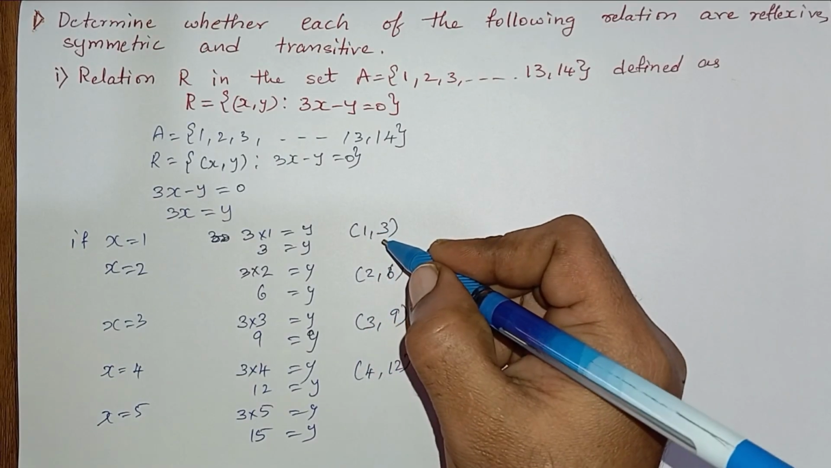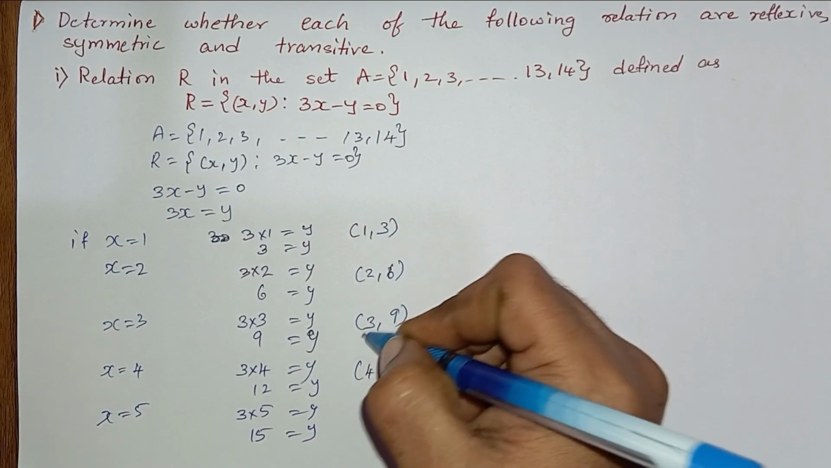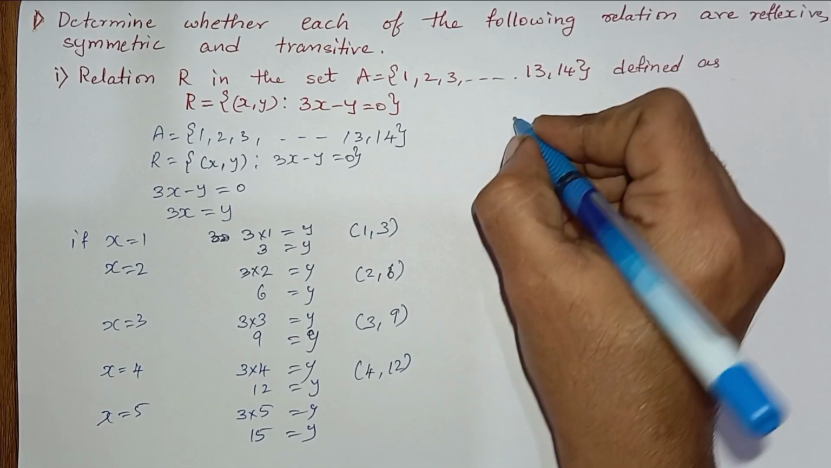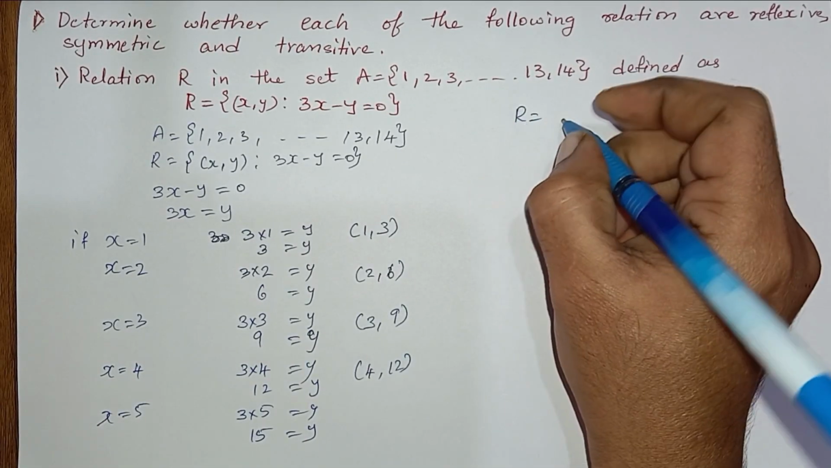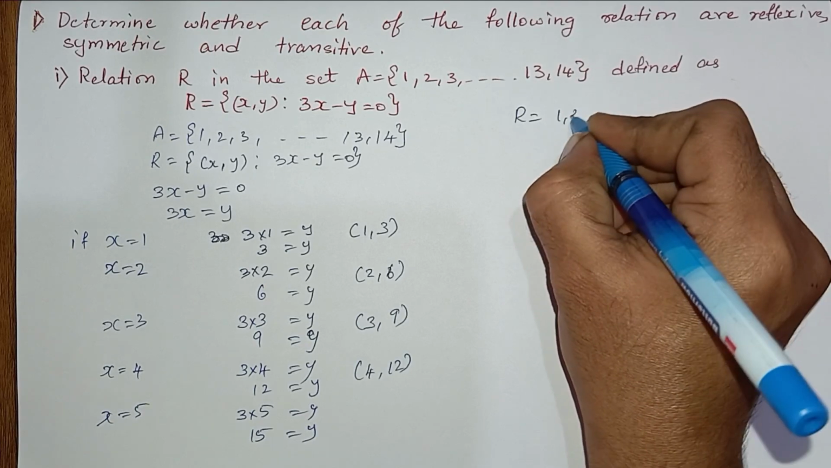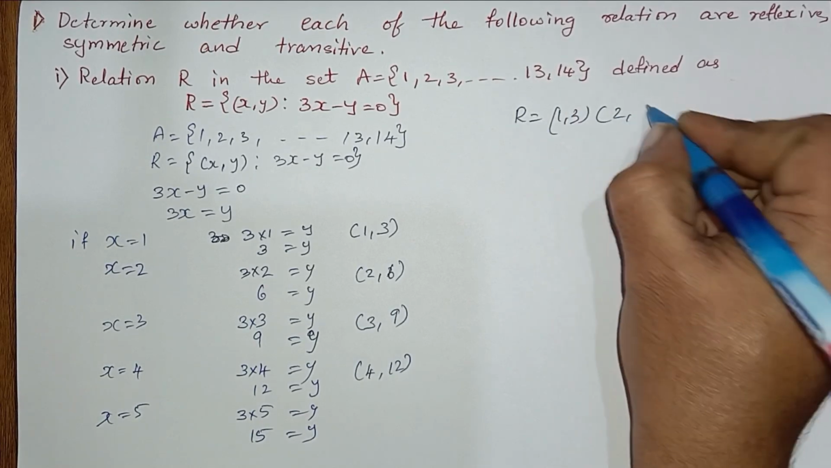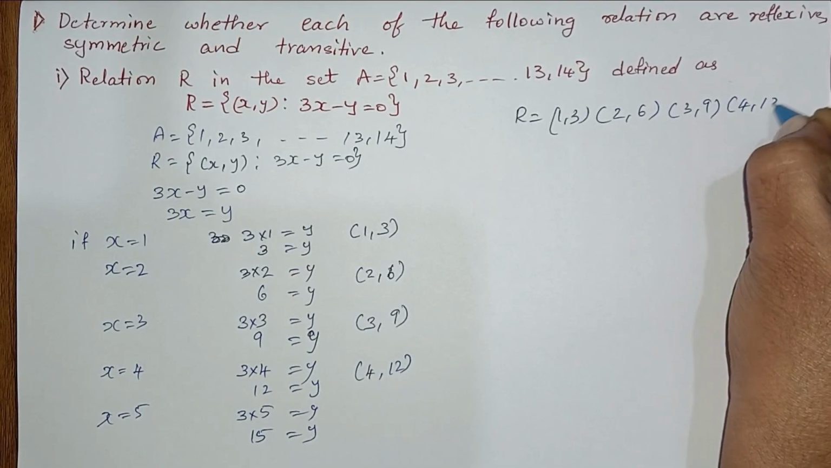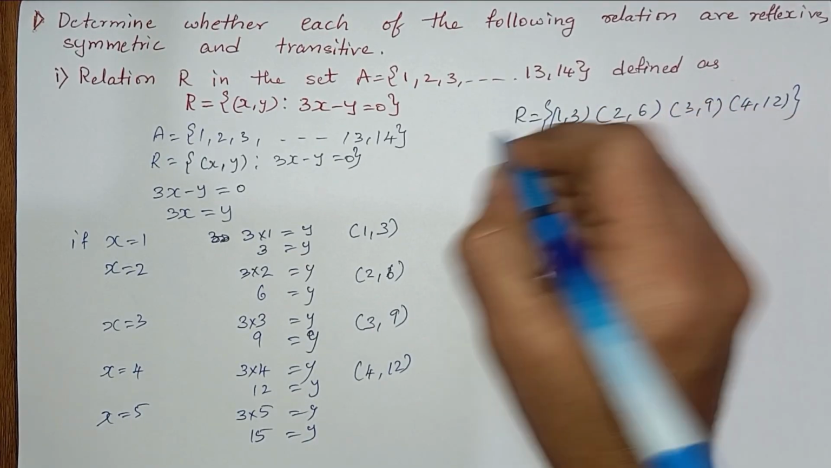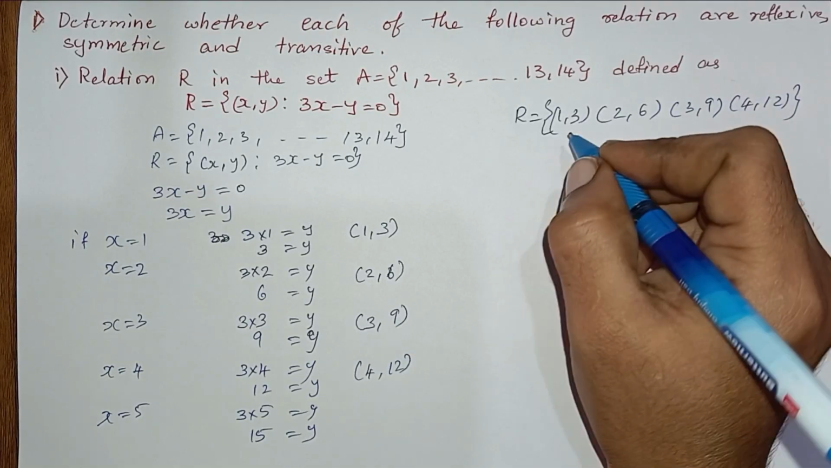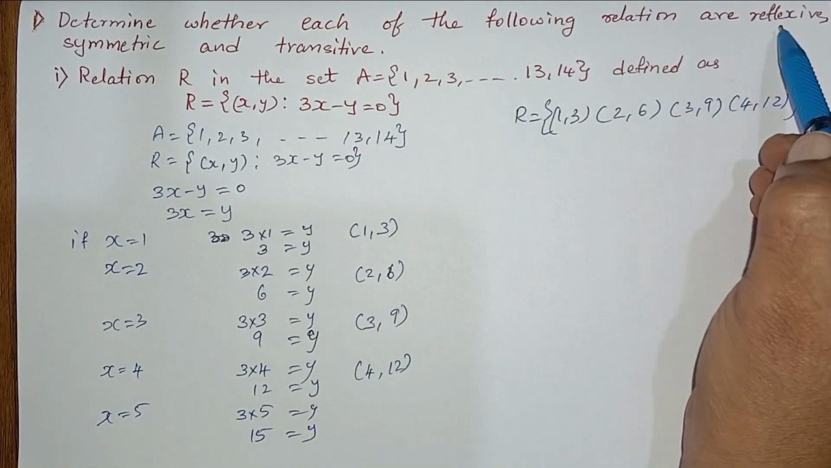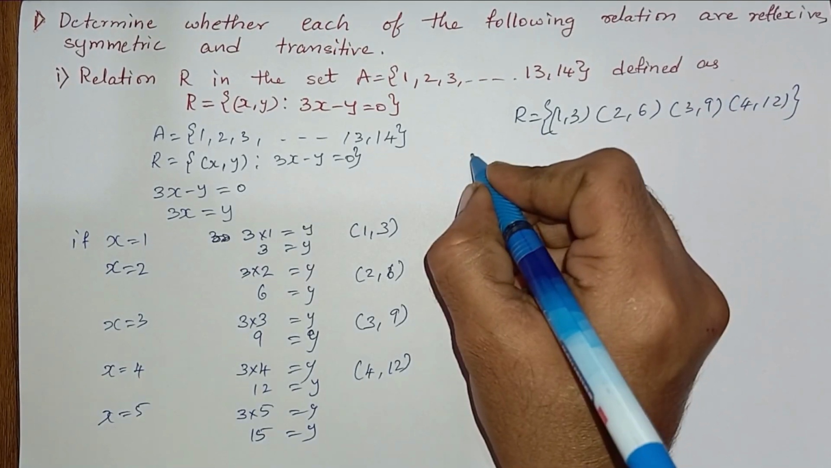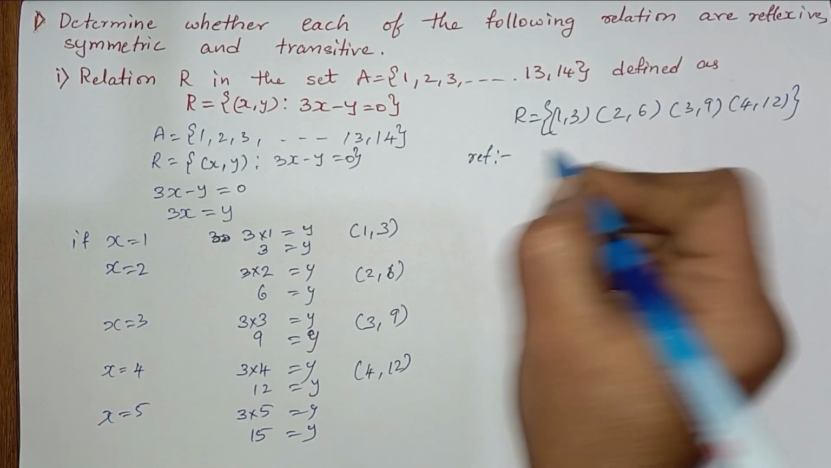So our ordered pairs are (1, 3), (2, 6), (3, 9) and (4, 12). We can write the relation in roster form: R = {(1, 3), (2, 6), (3, 9), (4, 12)}. So this is our relation. Now we have to check whether it is reflexive, symmetric and transitive. So first we will see for the reflexive.